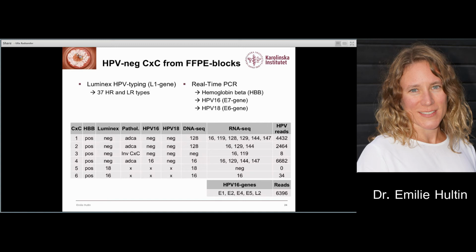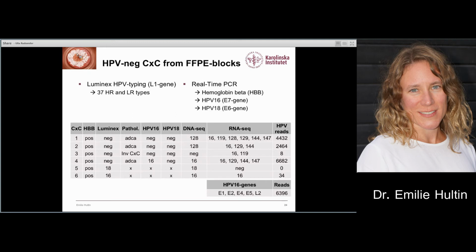Then we did RNA sequencing. So we sequenced all the RNA present in the samples. All samples except sample number 5 were positive for one or more HPV types when we looked at the RNA. And when we looked also at which genes we detected by the RNA sequencing, it was the early onset genes 1, 2, 4, 5, as well as the late onset gene L2.